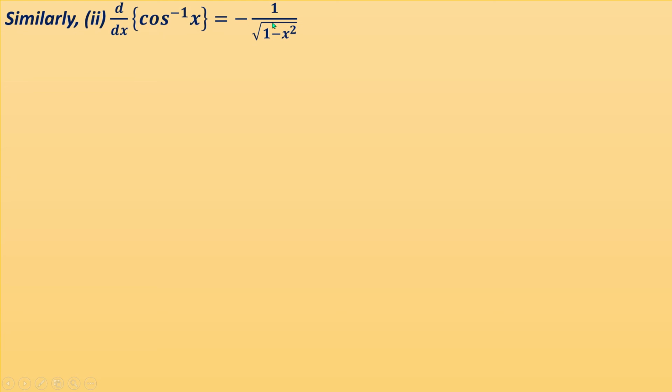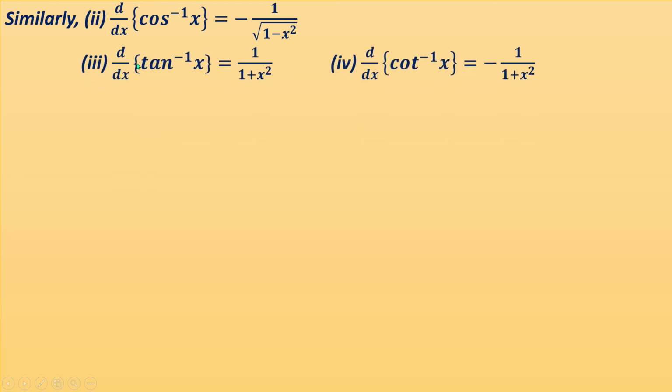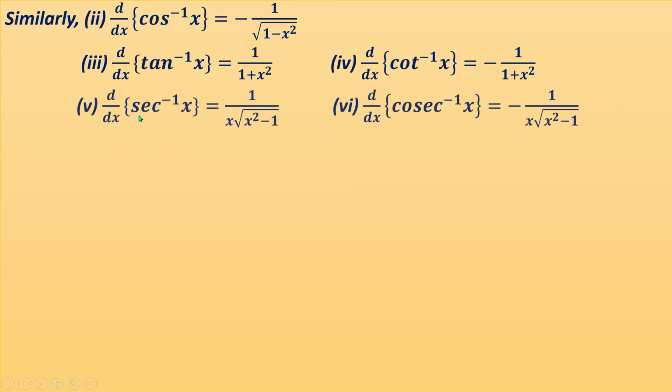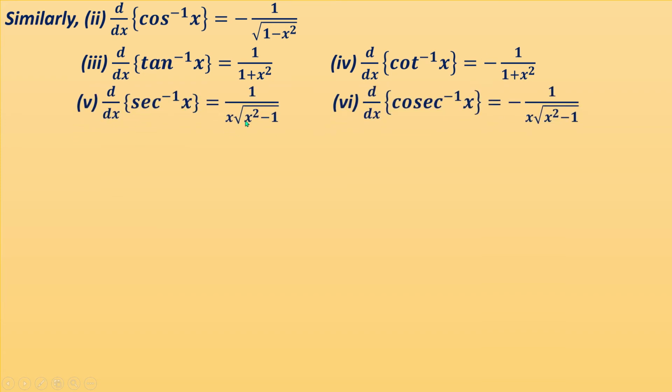That means d/dx of cos inverse x is equal to minus 1 divided by square root of 1 minus x square. Same, but the sign will be opposite. d/dx of tan inverse x is equal to 1 divided by 1 plus x square. And d/dx of cot inverse x is also the same, but with only a minus. d/dx of sec inverse x is equal to 1 divided by x square root of x square minus 1. And d/dx of cosec inverse x is also equal to this, but the sign will be negative.